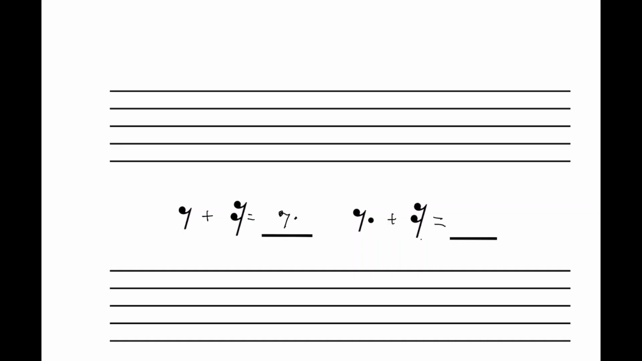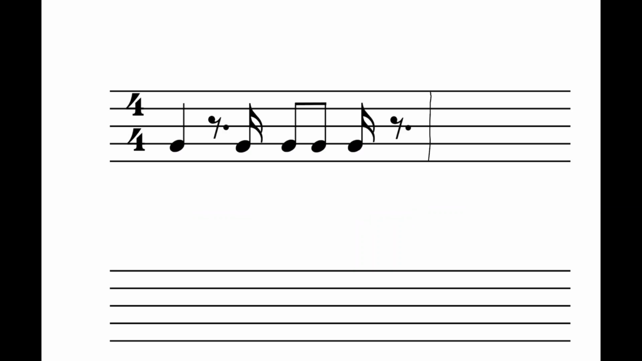Here we've got a dotted eighth rest plus a 16th rest. The dotted eighth rest gets 3/4 of a count in 4, and the 16th rest gets 1/4 of a count. 3/4 plus 1/4 is 1 whole count of rest, which is a quarter rest in 4. Let's learn how to count dotted eighth rests. In 4, we're starting this example with a quarter note on beat 1. The dotted eighth rest starts on beat 2 and takes up 3/4 of that beat.